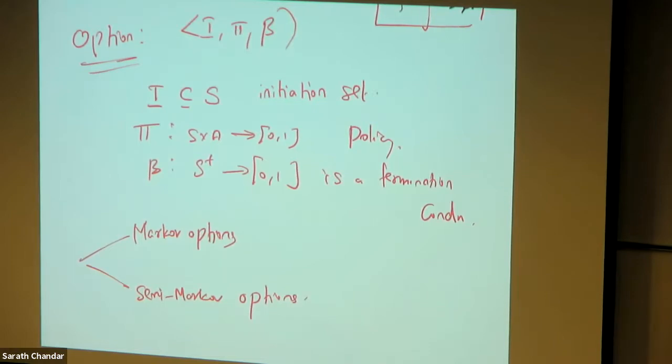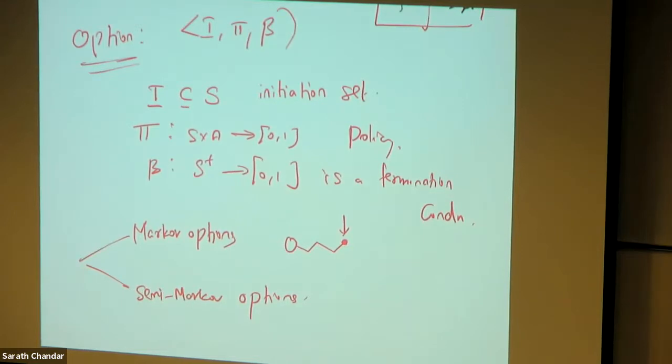Okay, now what are Markov options? When the policies and termination depend only on the current state, we're going to call that a Markov option. So in a Markov option, you can start your option here, maybe you're moving like this, moving like this. From this particular state, the probability of termination or the probability of taking the next action depends just on this state. So that is a Markov option.